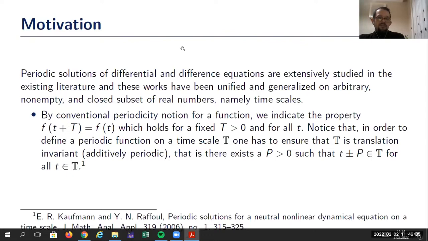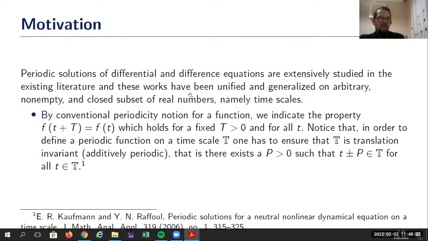By using conventional periodicity for a function, we just use a very elementary definition: f of t plus capital T equals f of t, which holds for a fixed period T as a positive number. And of course, it holds for all t belonging to the domain of the function f. Indeed, I'm using this as conventional periodicity. And of course, this definition is valid for translation invariant domains.